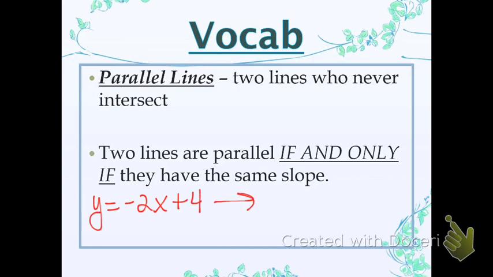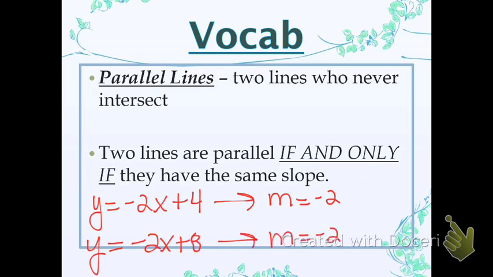That has a slope of -2. And y equals -2x plus 8. That has a slope of -2 as well. Now the y-intercepts do have to be different because they are technically two different lines, not the same line. But these two would be parallel because they have the same slope.